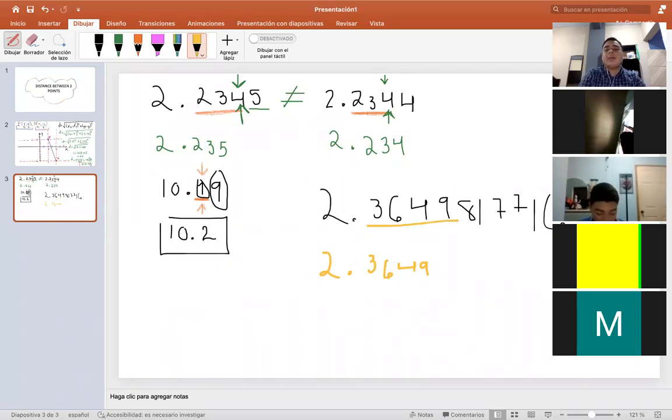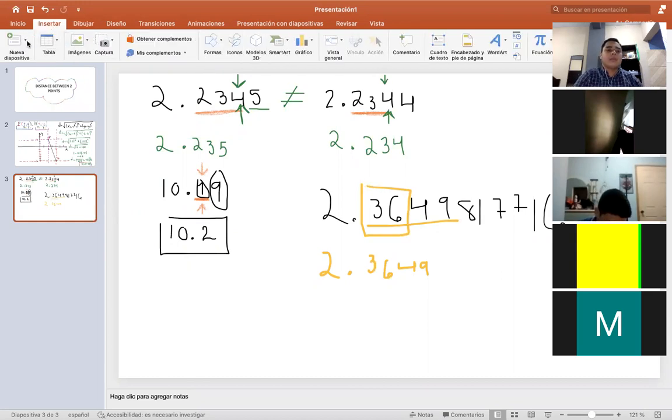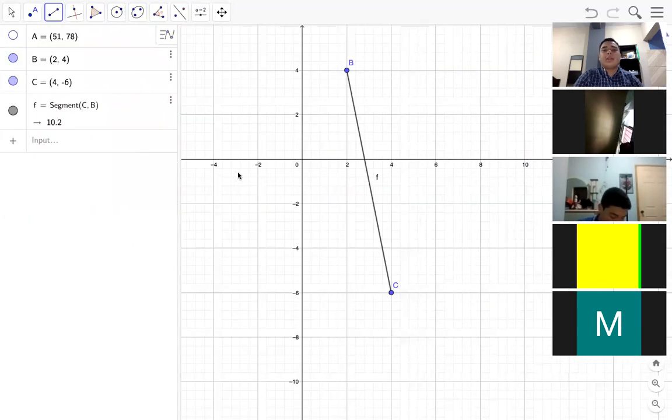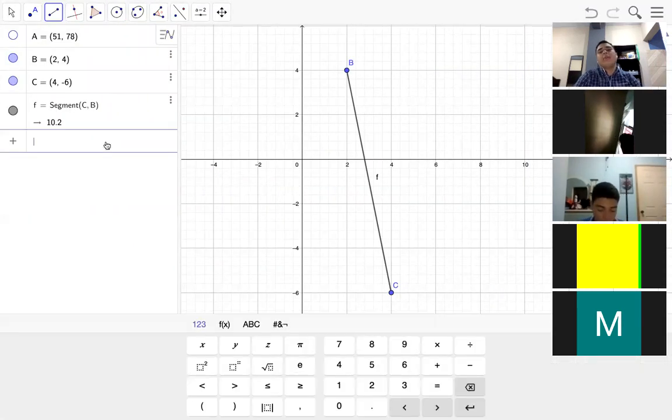So just write me the first numbers that I ask you. If I ask you for 4 numbers, write me 4. If I ask you just for 2, you will write me 2.36. Okay, let's continue, guys, in GeoGebra.